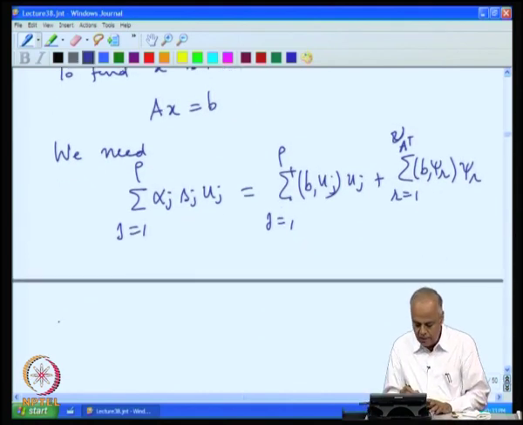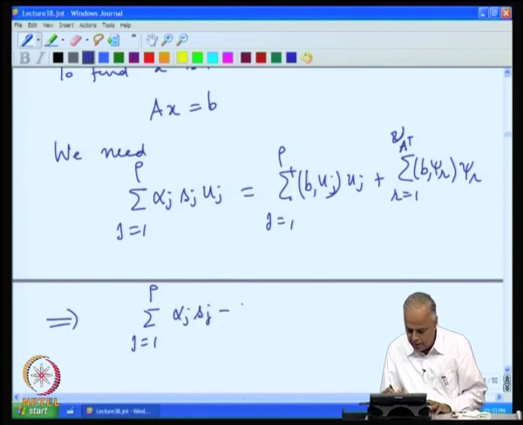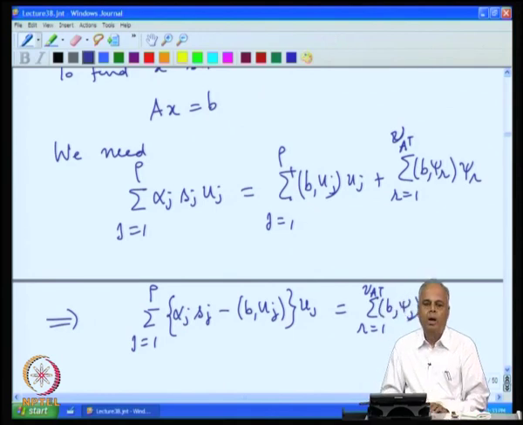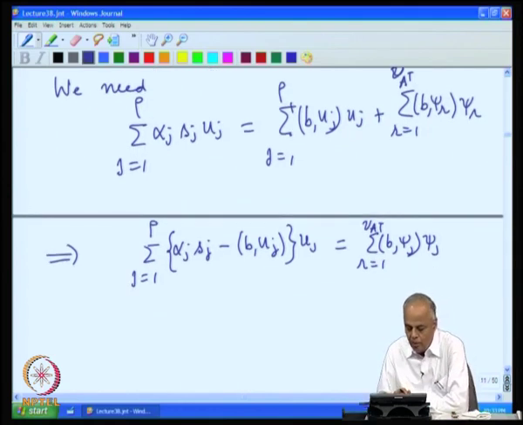Now, we can write this as summation j equal to 1 to rho. We will take all the u j terms on one side, alpha j S j minus B u j, this whole quantity into u j. On the right hand side, we keep all the psi j terms. Now, the left hand side denotes the quantities which are linear combinations of u j.